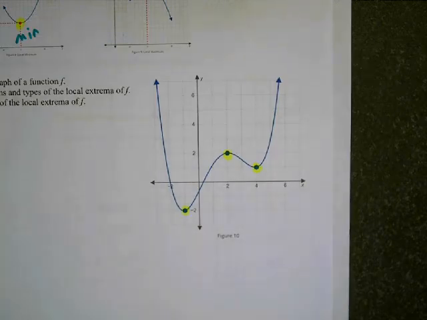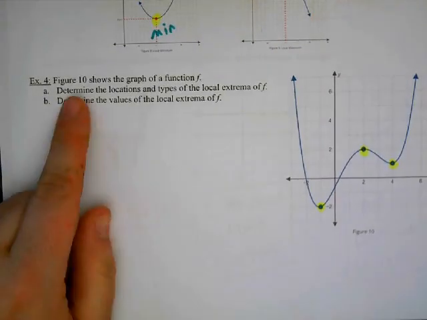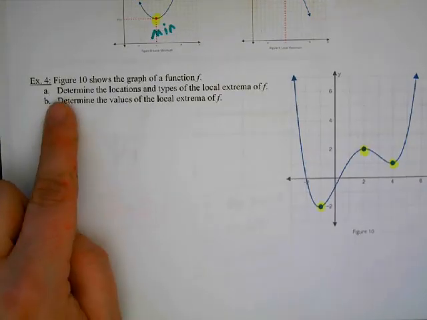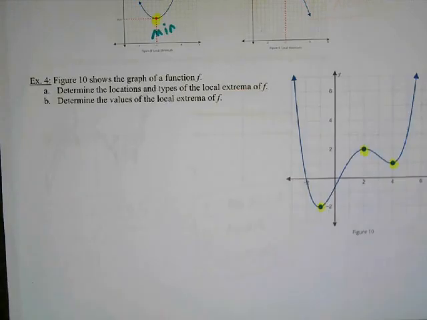And so for example number 4, it says that figure 10 shows a graph of function f, so it's this guy. Step A says to determine the locations and the types of the local extrema of this function. And so what that means is, where are they, and are they max or mins? And then step B says, okay, well, while you're at it, go ahead and determine the values of the local extrema. And we're actually going to do this in one fell swoop.